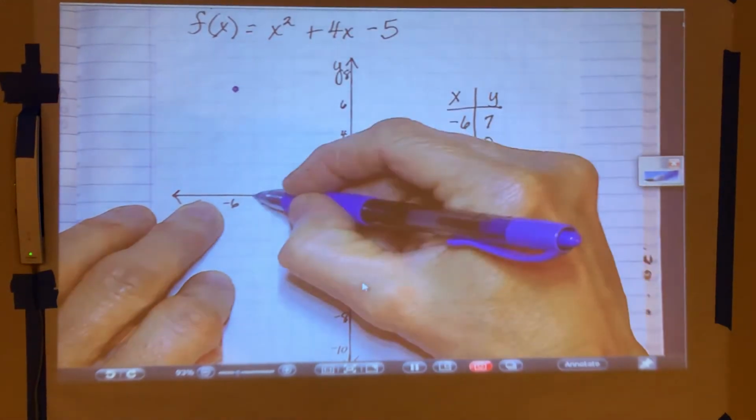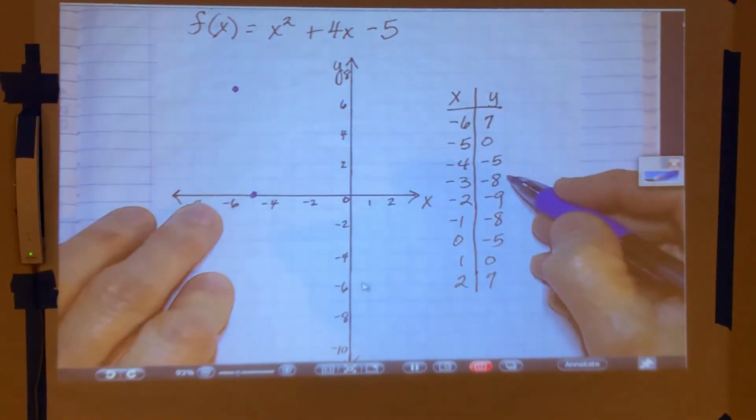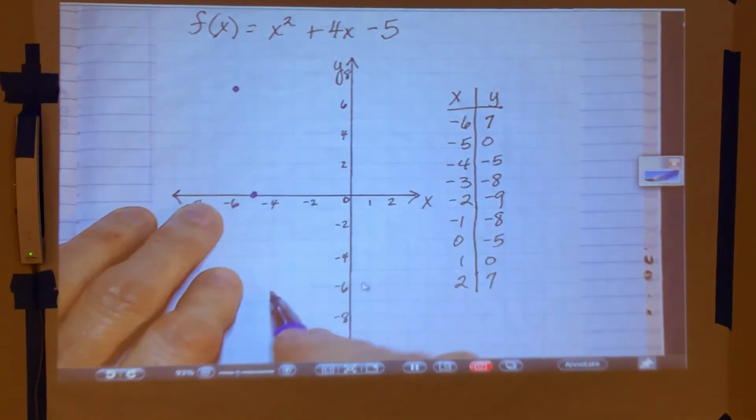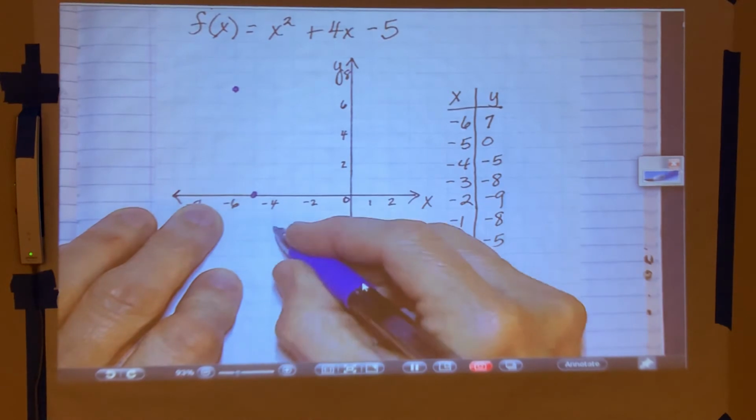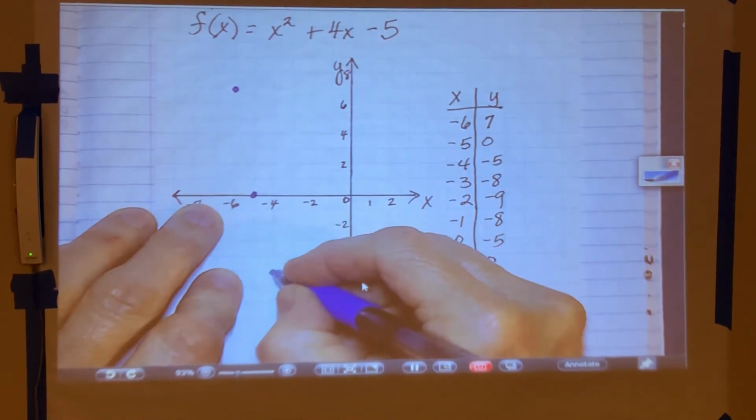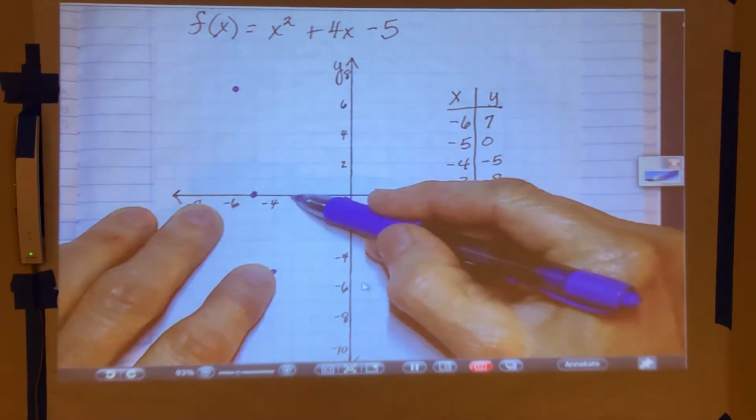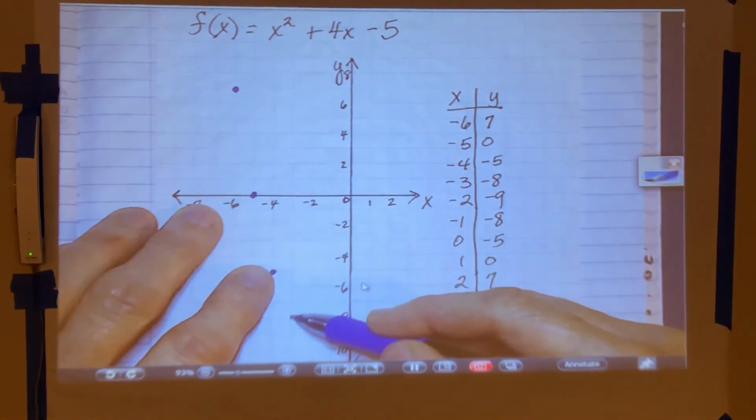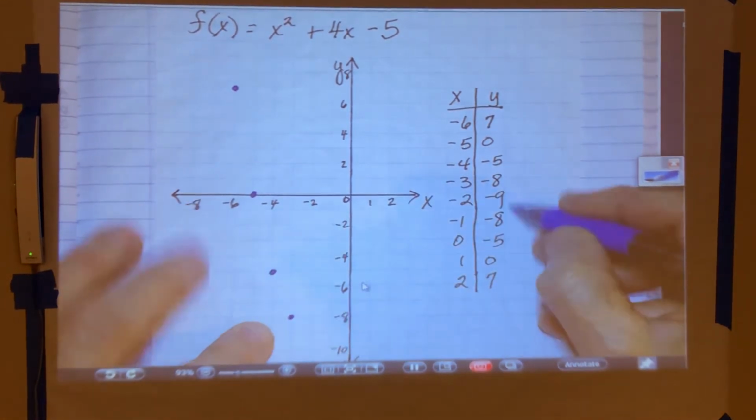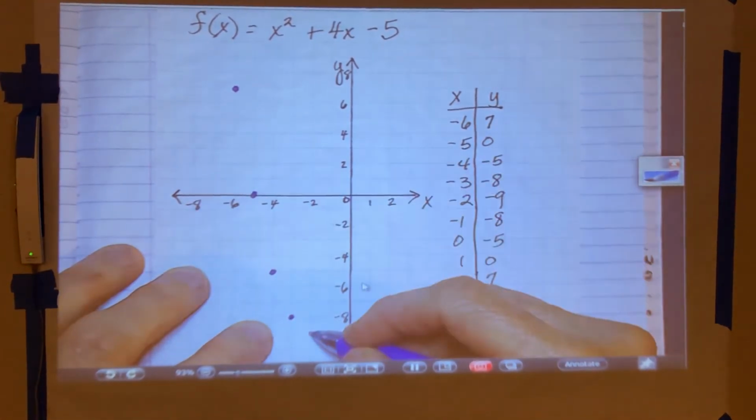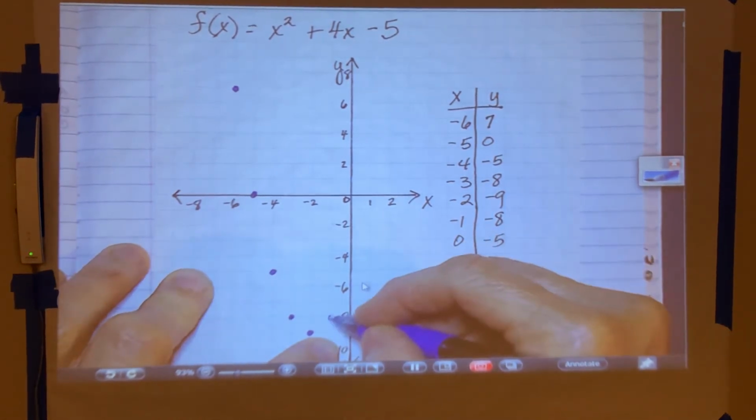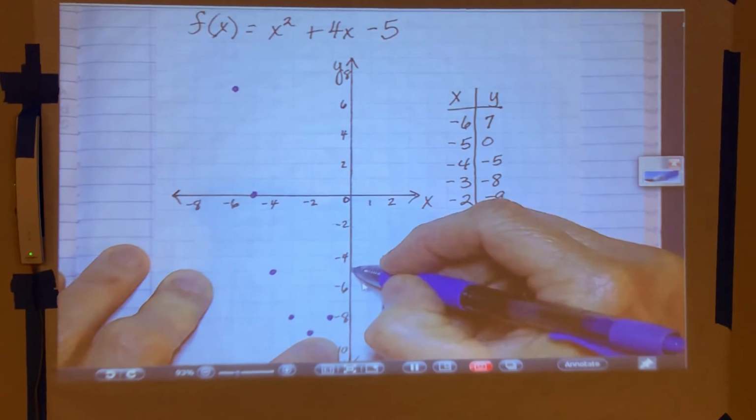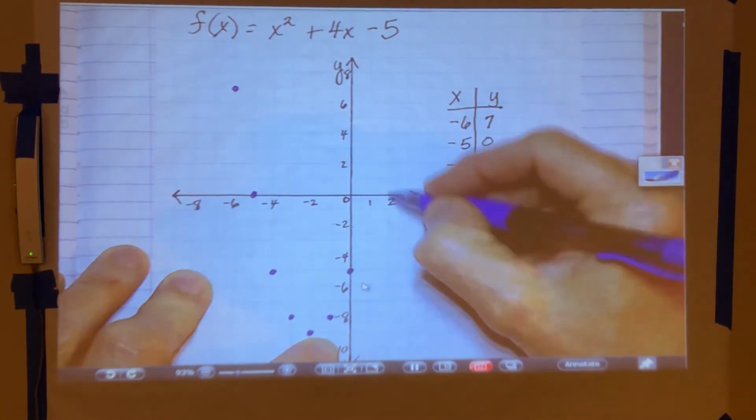-5, 0. -4, -5, right there. This didn't look right to me. -3, -8. -2, -9. And then it starts to turn and come back up. -1, -8. And now you're going to see those mirror images as you come up.